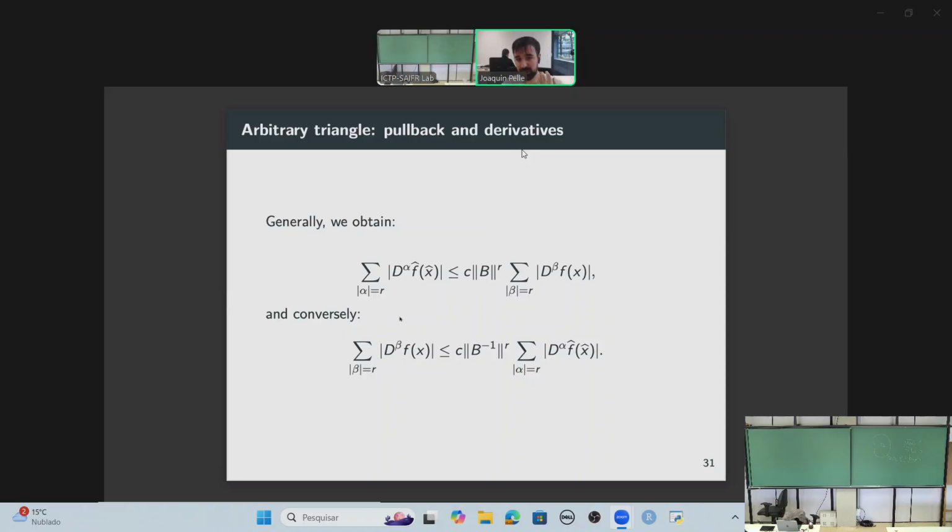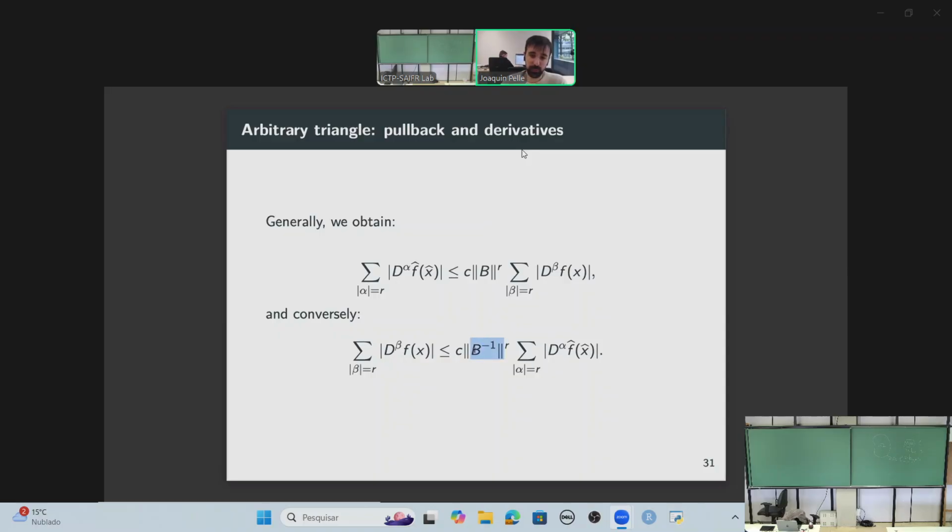And we can do the same thing, but the other way around, to bound the derivatives on the physical triangle in terms of the derivative on the reference triangle. So the reasoning is the same, but the mapping is the inverse. So we have here the bound of, sorry, the norm of the inverse of the matrix B.